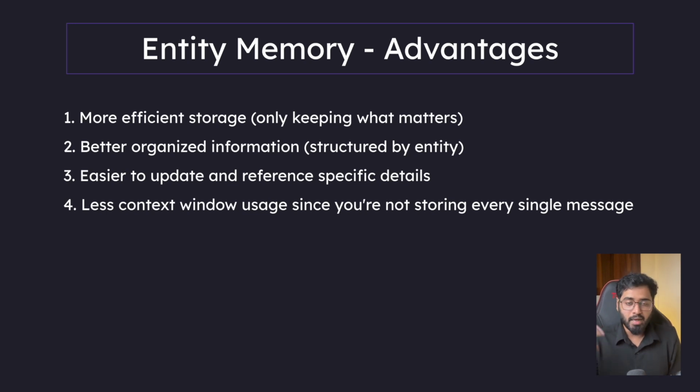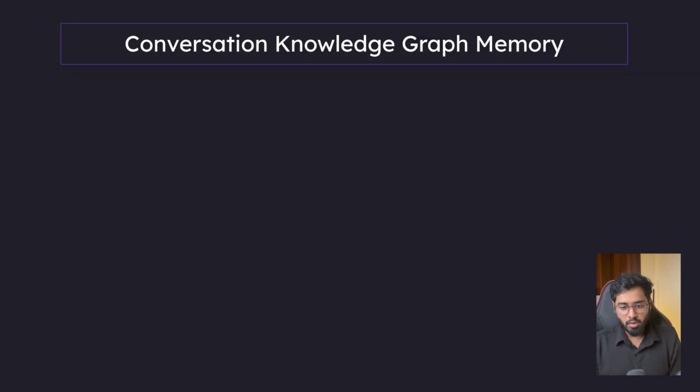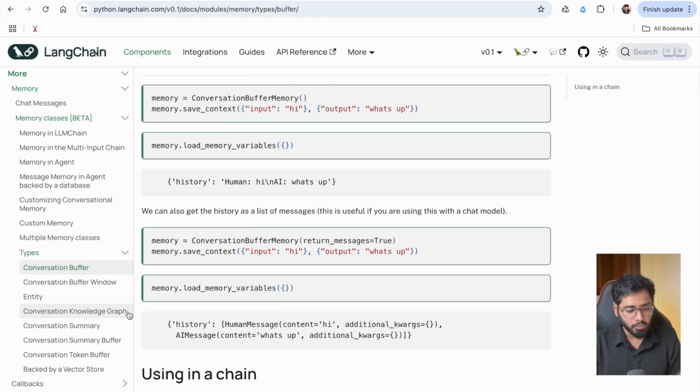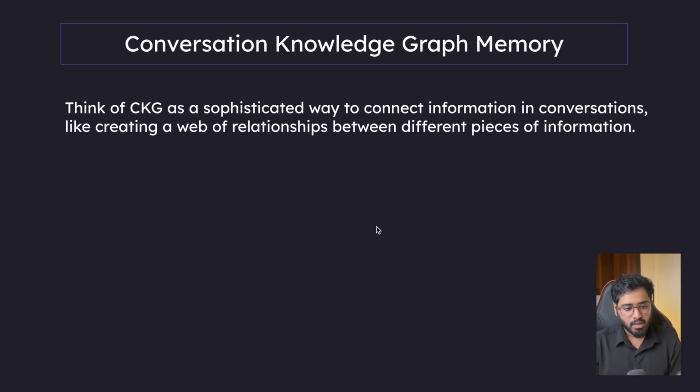There's another type of memory after that, but the last but one is going to be the conversation knowledge graph memory. This builds on top of the entity memory that we saw earlier. Let us look at what this does. So this conversation graph memory is what we have right here. Think of CKG, or conversation knowledge graph memory, as a sophisticated way to connect information in conversations, like creating a web of relationships between different pieces of information.